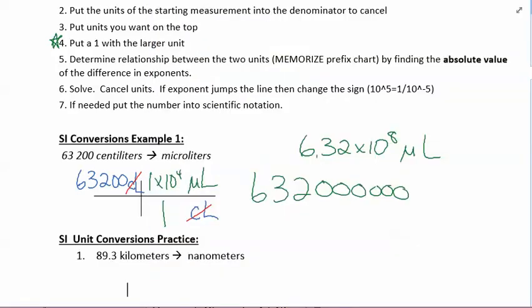Okay, so we plugged in, we got 632 million. We're going to put that into scientific notation to make it more manageable. So it'll end up being 6.32 times 10 to the 8th microliters.